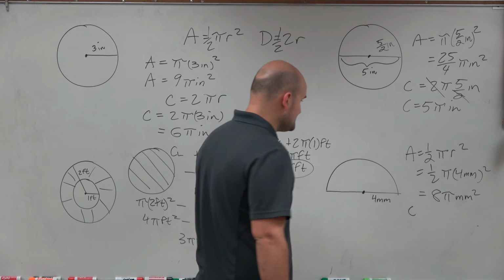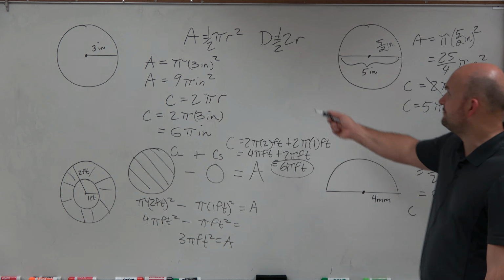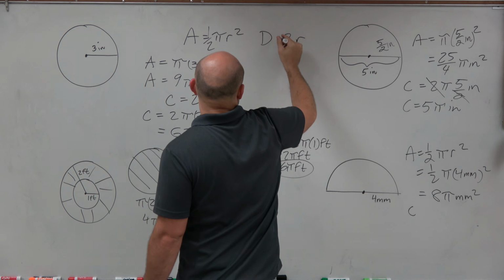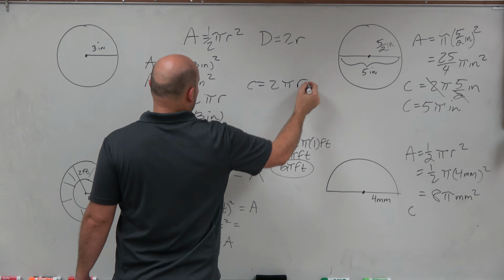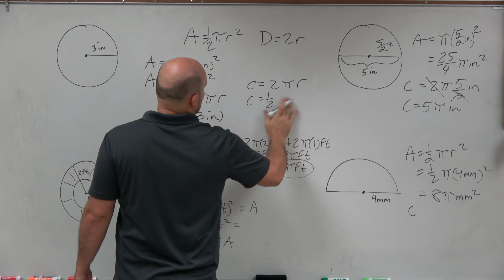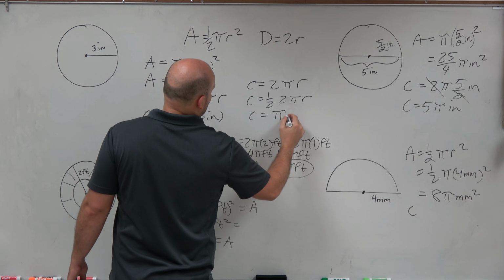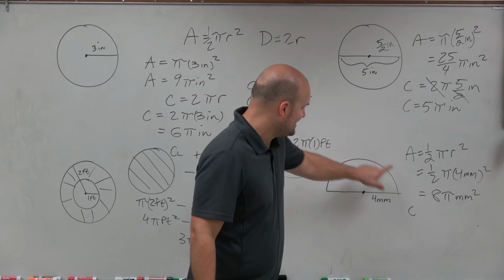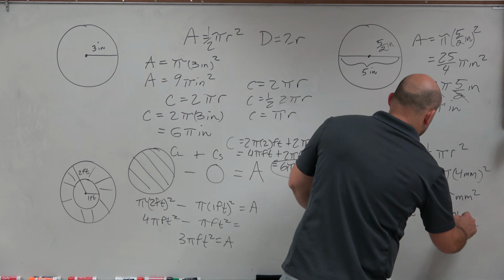As far as my circumference, wait, shoot, wrong formula. This one, circumference equals 2 pi r, right? So if I'm multiplying this by 1/2, 2 pi r, the circumference is just going to be pi r, as the 1/2 and the 2 divide out. So my circumference is just going to be pi times r, so that's pi times 4 millimeters.